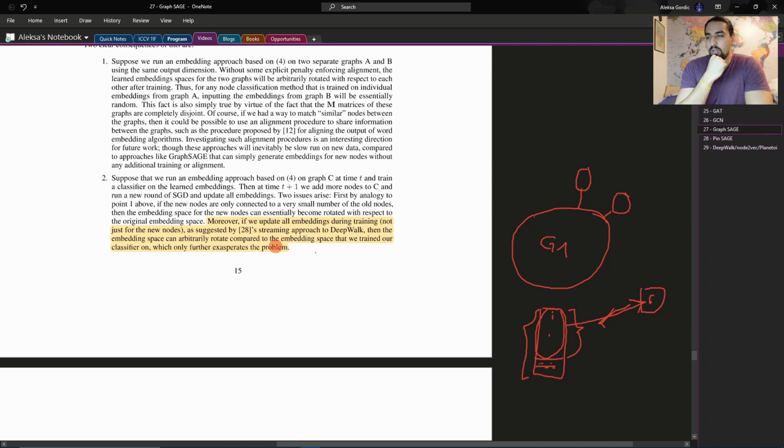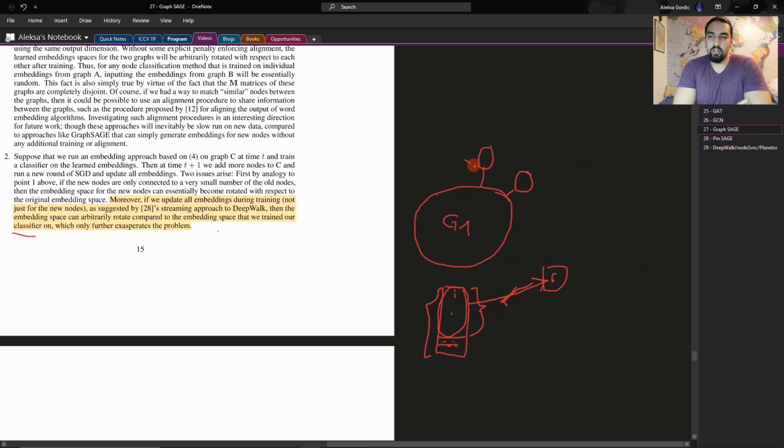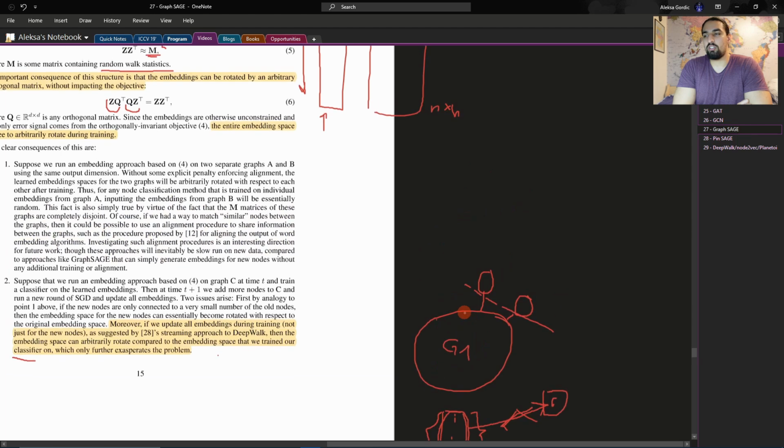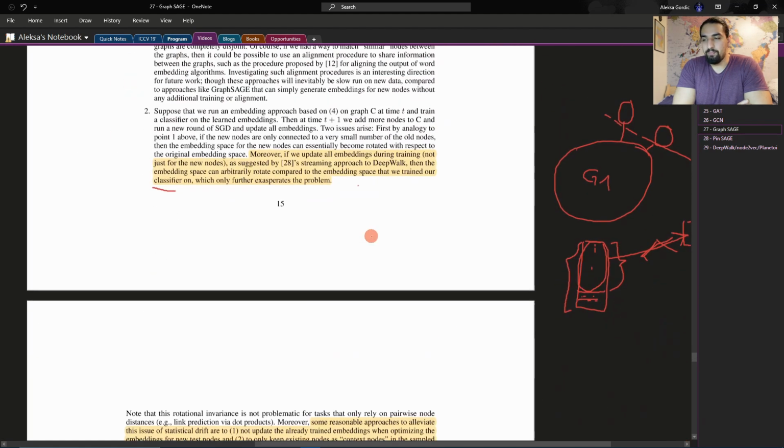Moreover, if we update all embeddings during training, not just for the new nodes as suggested by DeepWalk, then the embedding space can arbitrarily rotate compared to the embedding space that we trained our classifier on, which only further exacerbates the problem. So basically, reiterating, once you add new nodes, if you just do this naive retraining, you'll mess up the classifier, because all of these will start rotating, because as we already saw, all of those families still add up to this matrix M.